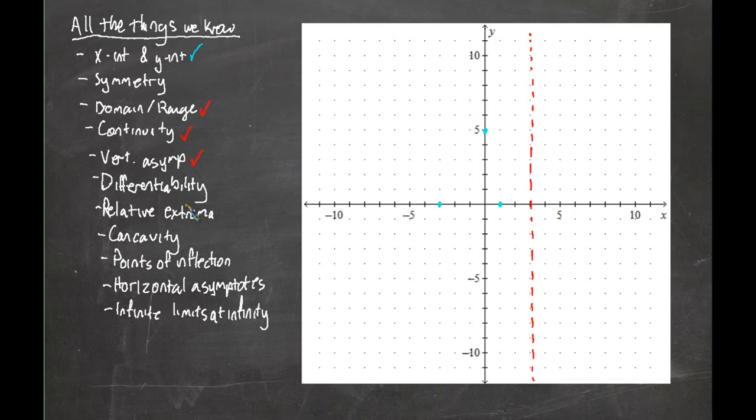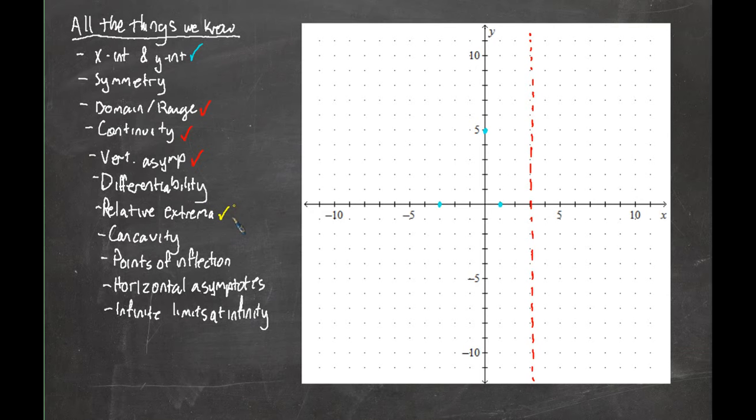Differentiability goes along with domain and range and holes. If there's any place where the derivative is undefined, it's probably because the function is undefined, but perhaps you'd find there's a cusp or something, but we'll discount that.